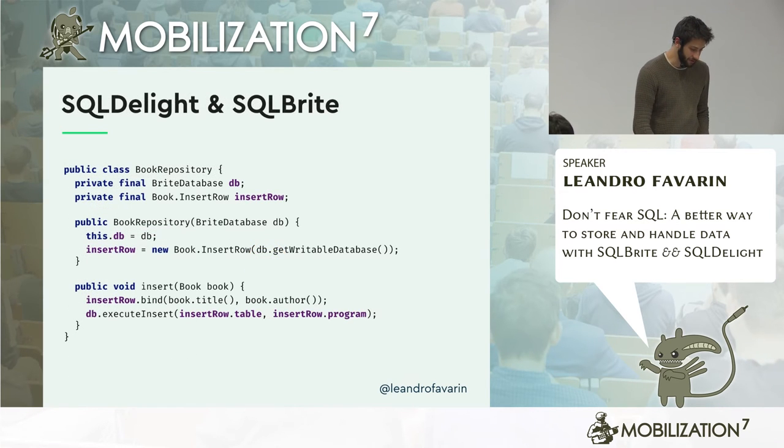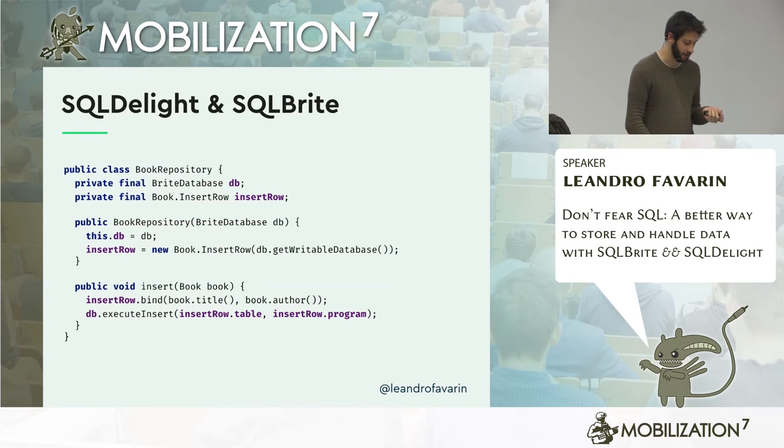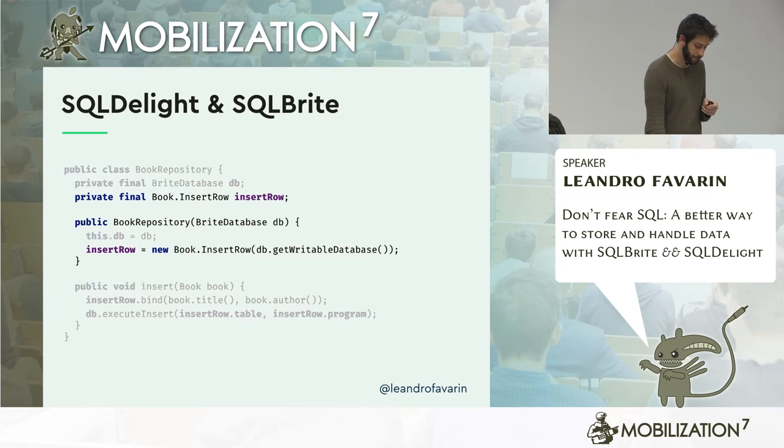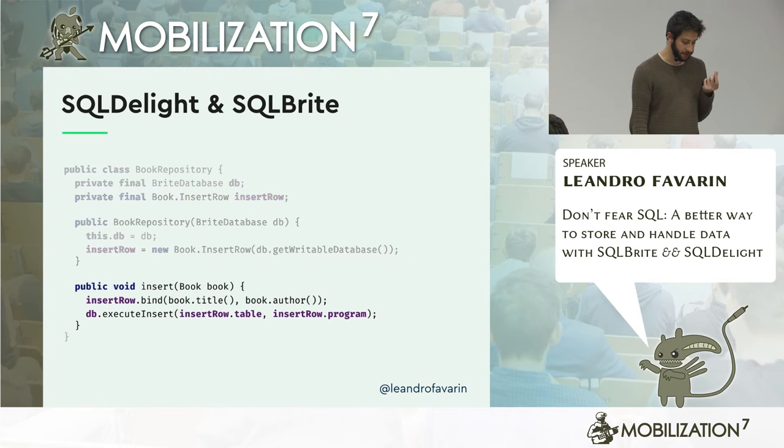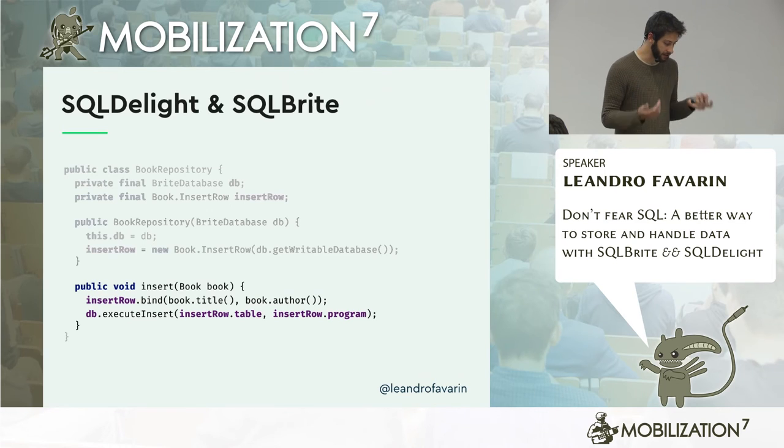Another example. This is a real class of mine. Here you can see that I inject the database, the Brite database, and I also create an instance in the constructor for the insert, so now I can reuse it over and over again. Now when I'm going to insert, you can see that I saved this reference. When I want to use it, I just bind the statement with my arguments, and then I execute. With that, whoever is listening to this table is going to get notified that this new item was added, and it will just push it to you.